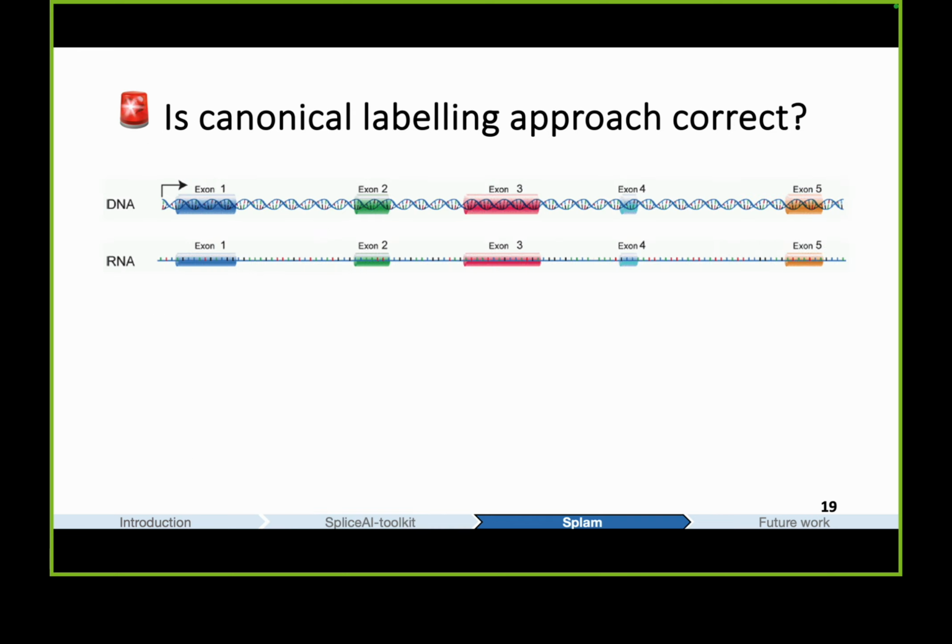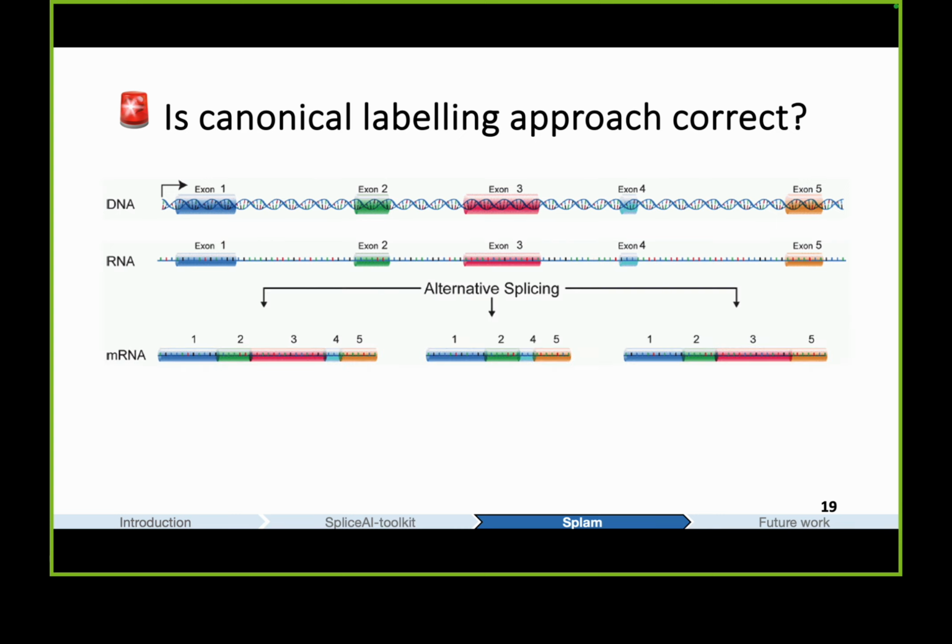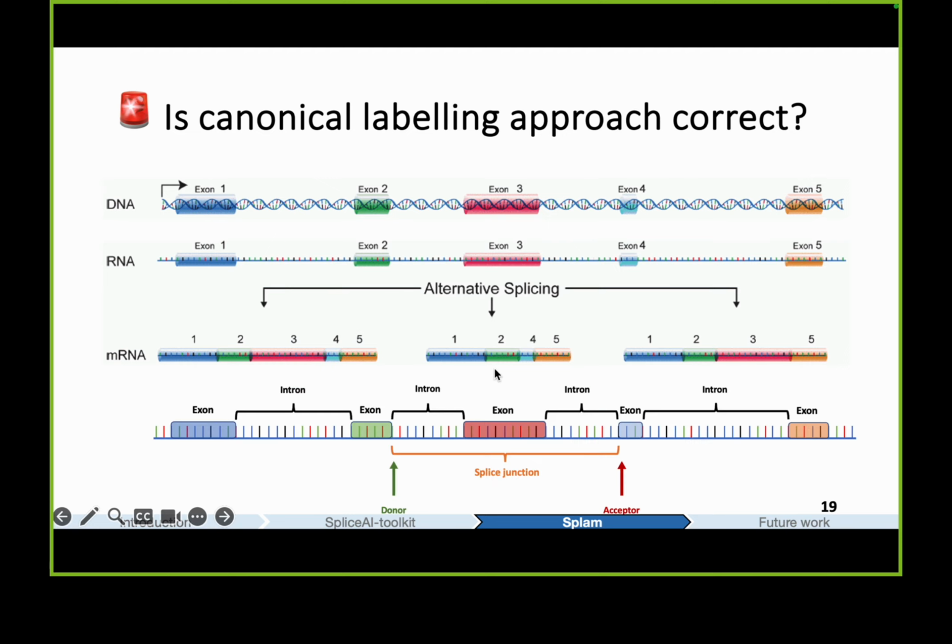One of the biggest concerns that we have about Splice AI is its canonical transcript labeling approach. It only selects one isoform for labeling. So here's an example. This is a gene locus, and this gene locus produces 3 isoforms. Let's focus on the second isoform. We can see that the red exon was spliced out. So actually, there's a splice junction here.